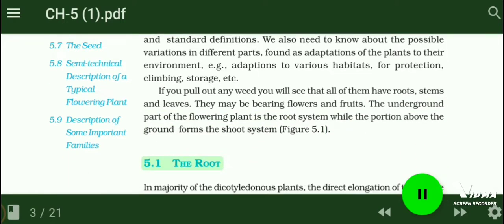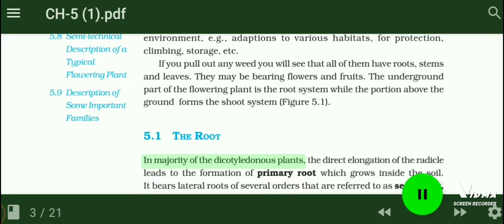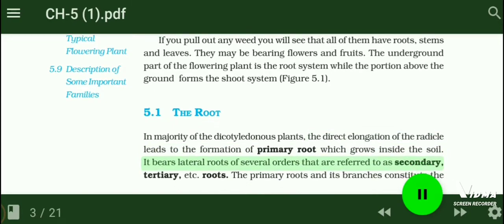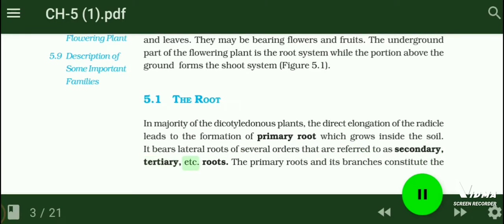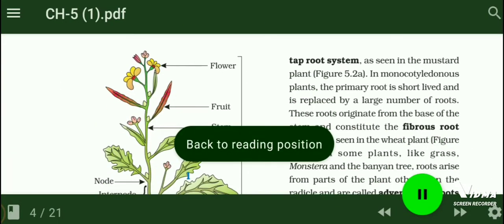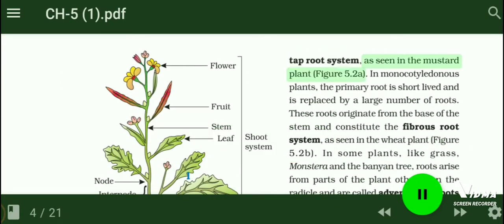5.1 The root. In the majority of the dicotyledonous plants, the direct elongation of the radicle leads to the formation of the primary root which grows inside the soil. It bears lateral roots of several orders that are referred to as secondary, tertiary, etc. roots. The primary root and its branches constitute the tap root system, as seen in the mustard plant.